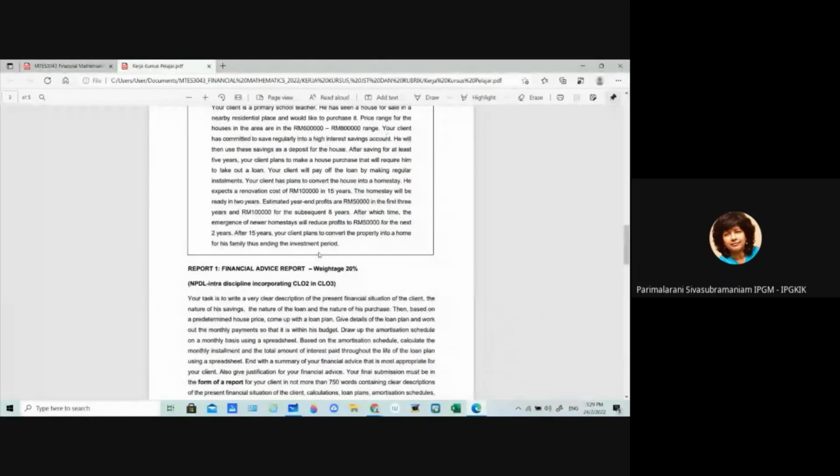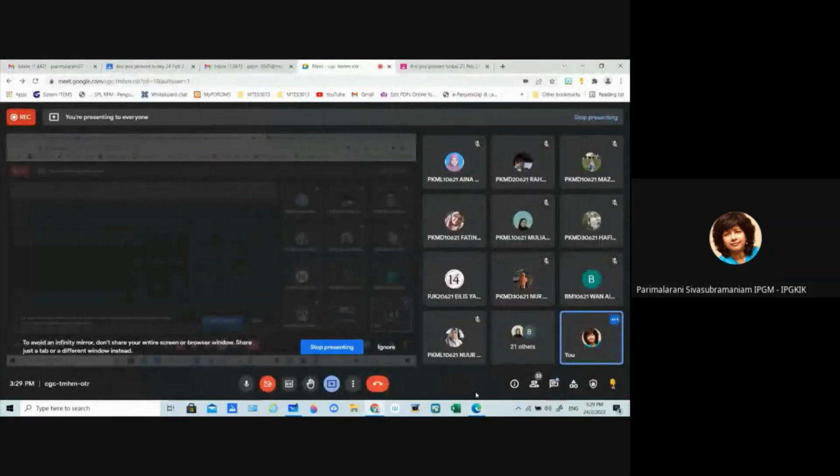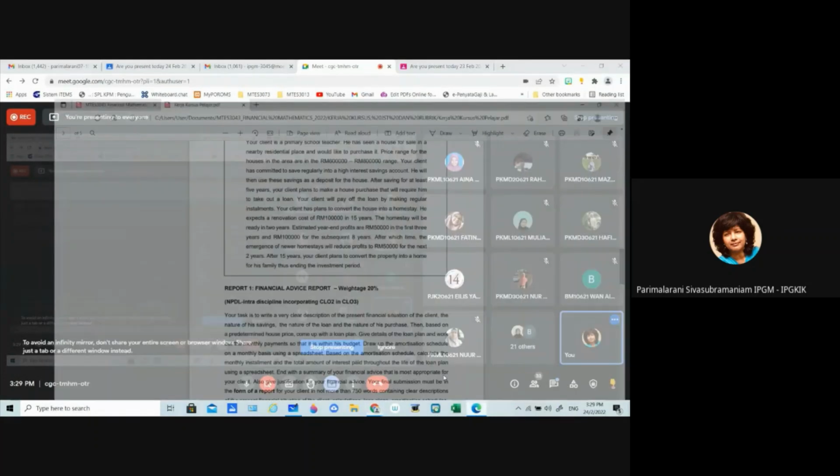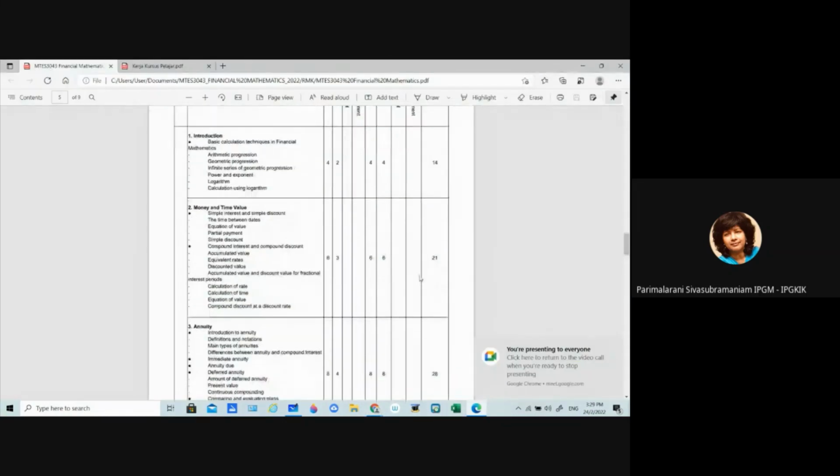Now I have 2 things more that I want to do. Actually, I have to start with the next topic. So let's look at your RMK first. This is your RMK here. We have finished simple interest and all this. Equivalent rate, discounted value calculation, all this we've done through the examples. So this whole topic is already done.